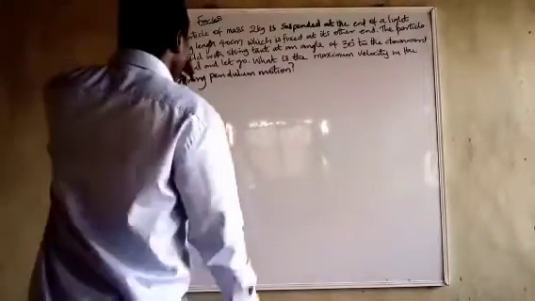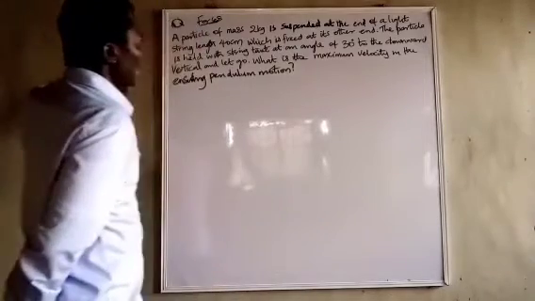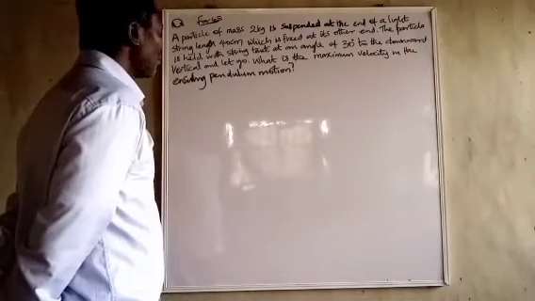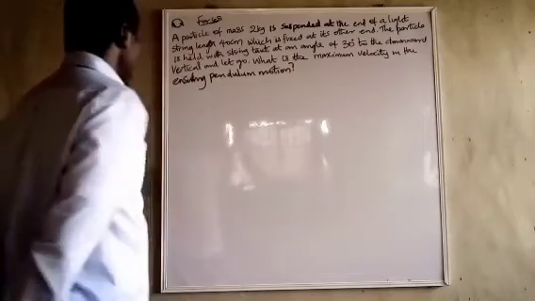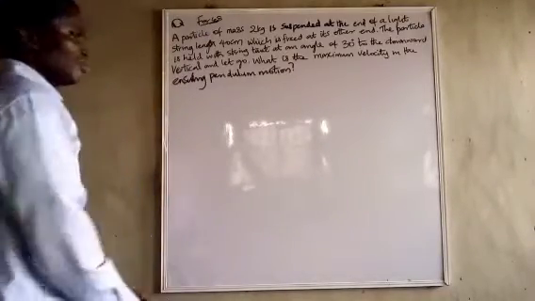A particle of mass 2 kg is suspended at the end of a light string of length 40 cm, which is fixed at its other end. The particle is held with the string taut at an angle of 30 degrees to the downward vertical and let go. What is the maximum velocity in the ensuing pendulum motion?